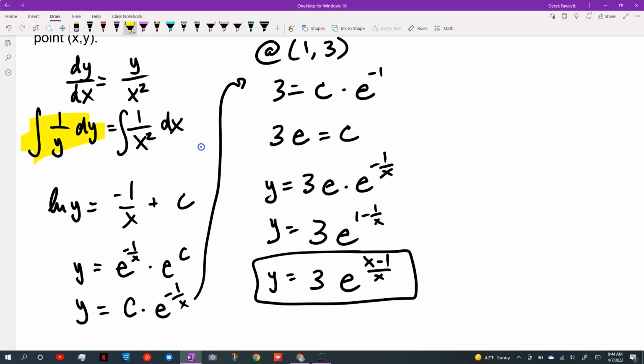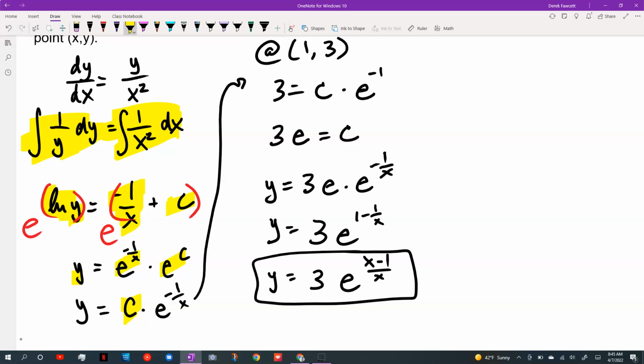Separating the variables, you get 1 over y dy on one side and 1 over x squared dx on the other side. And then when we integrate, the integral of 1 over y is just natural log of y. The integral of 1 over x squared is negative 1 over x. And then you would have that plus c. And then when we take e to the power of each side, e to the natural log of y, that's where we get just y. And then you can separate those, e to the negative 1 over x times e to the c. And remember that e to the c, we can just rewrite as some constant.